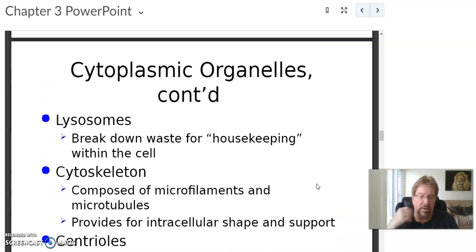Lysosomes break down waste for housekeeping within the cell. When we have manufacturing and other things going on, there's a need for cleanup.